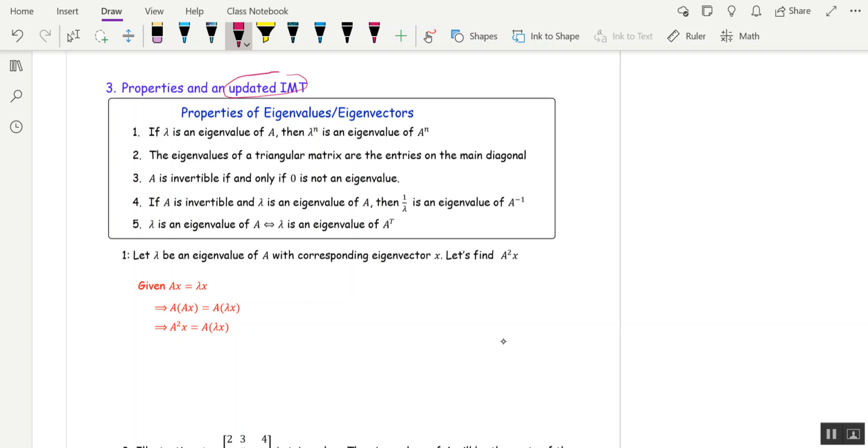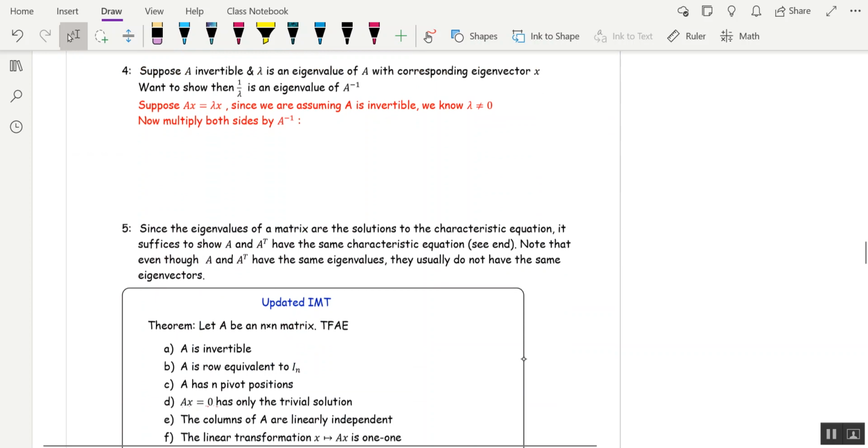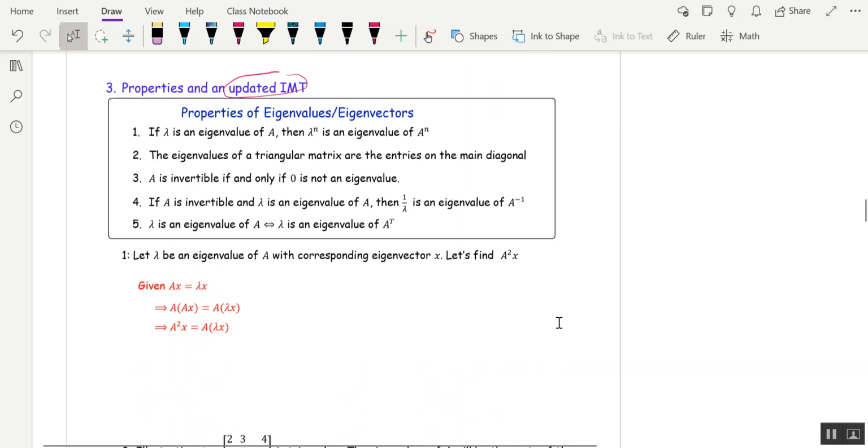Let's just start with 5, because I'm not going to even give an example of 5, but I'm just going to point out how you would solve it. I put the proof at the end, and I don't think much understanding is going to come from reading the proof, but you're welcome to do that. What you have to do is show that A and A transpose have the same characteristic equation, because the eigenvalues are the roots of the characteristic equation. And again, even if they have the same eigenvalues, that doesn't mean they have the same eigenvectors.